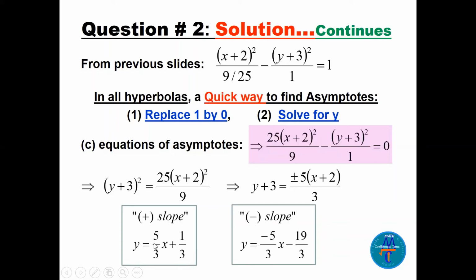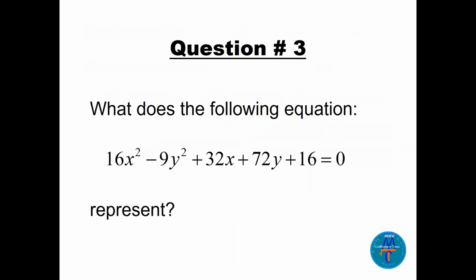The slope of the line, the asymptote. If you take the negative side, minus 5, you simplify the equation, you get minus 5 over 3 x minus 19 over 3. Please check these as little homework. Now, question number 3 is a little fast.